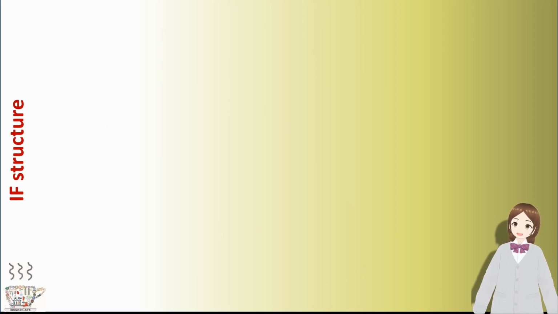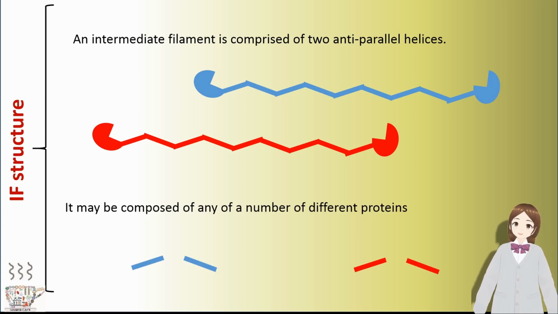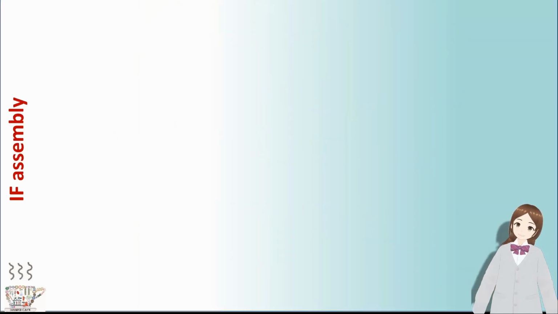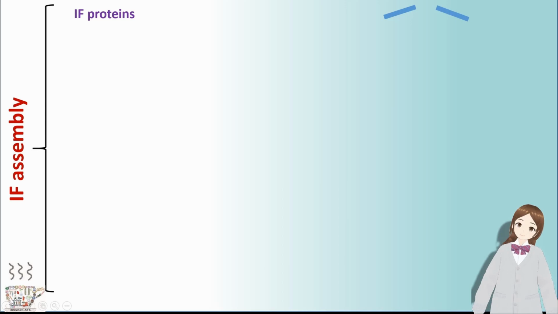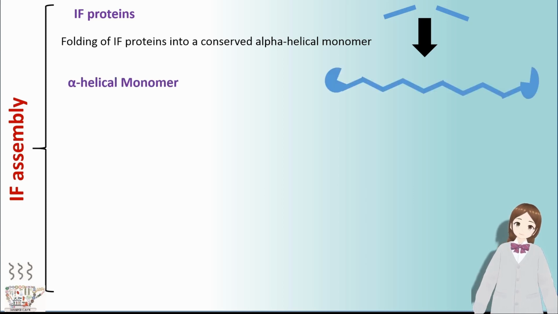Intermediate filament structure. An intermediate filament is comprised of two antiparallel helices. It may be composed of any of a number of different proteins. IF assembly: folding of IF proteins into a conserved alpha helical monomer.